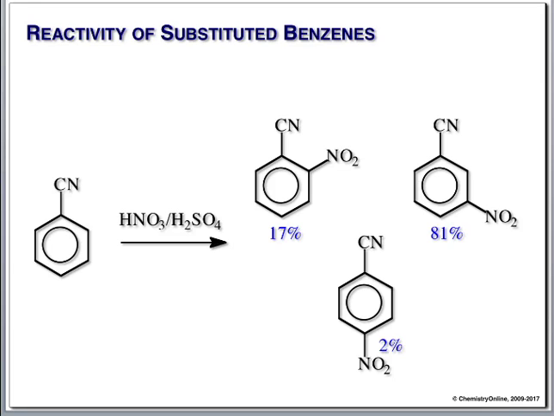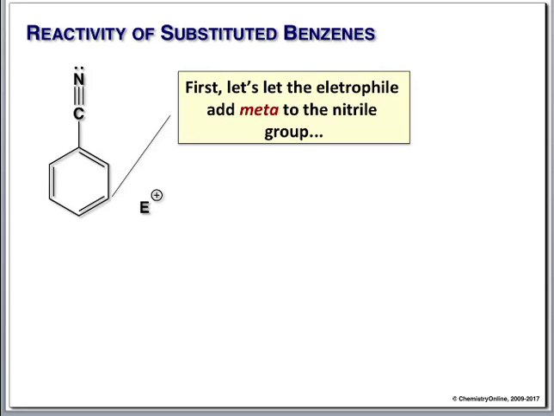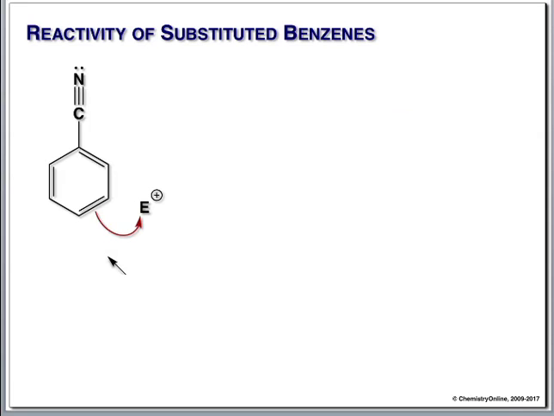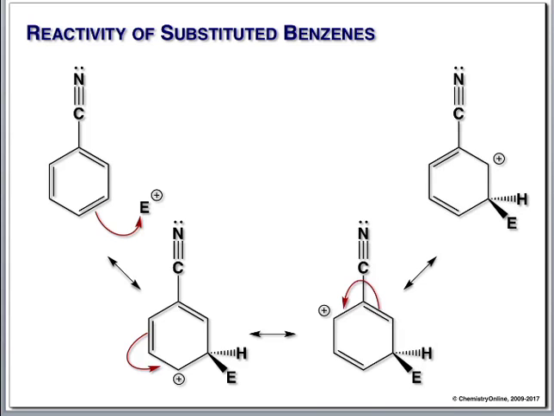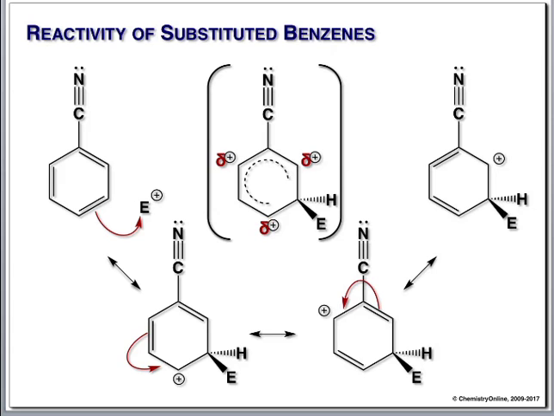But let's look and see why this happens. Let's take our benzonitrile and add our generic electrophile. I'm going to add it to the meta position. Okay? Here we go. Now, we're going to stabilize this carbocation by resonance. We're going to flip electrons around, flip them again, and we wind up with these three resonance structures. Resonance hybrid, something like that. We have put positive charge at the ortho and para positions relative to the nitrile. Okay, everyone see that? Simple 234 resonance argument.